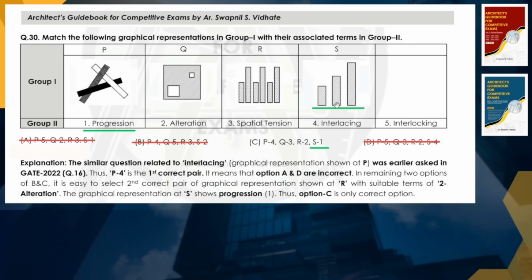Similarly, the graphical representation at S shows the progression, right? There is a progression which we can see in the illustration. So S1 is the correct pair. So option C was the correct answer for this particular question. I think it was easy to solve. We just deleted the incorrect options and then derived the final answer for this question.